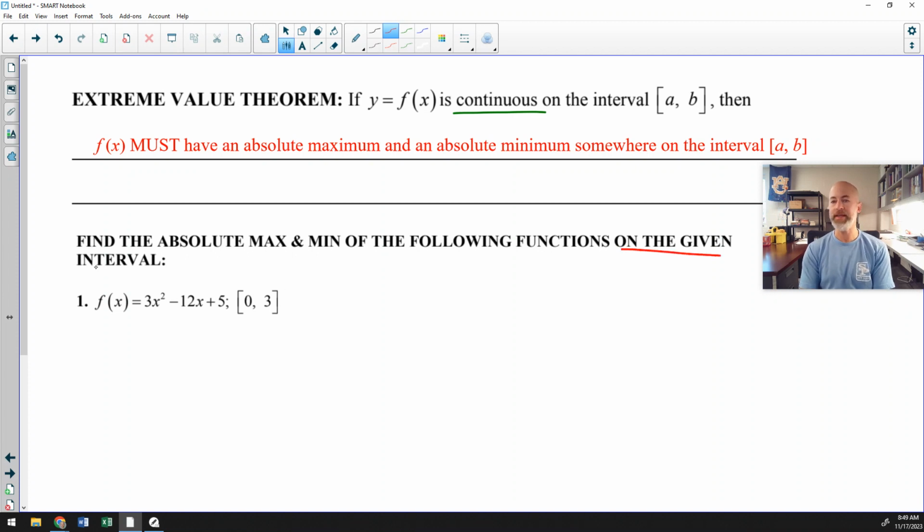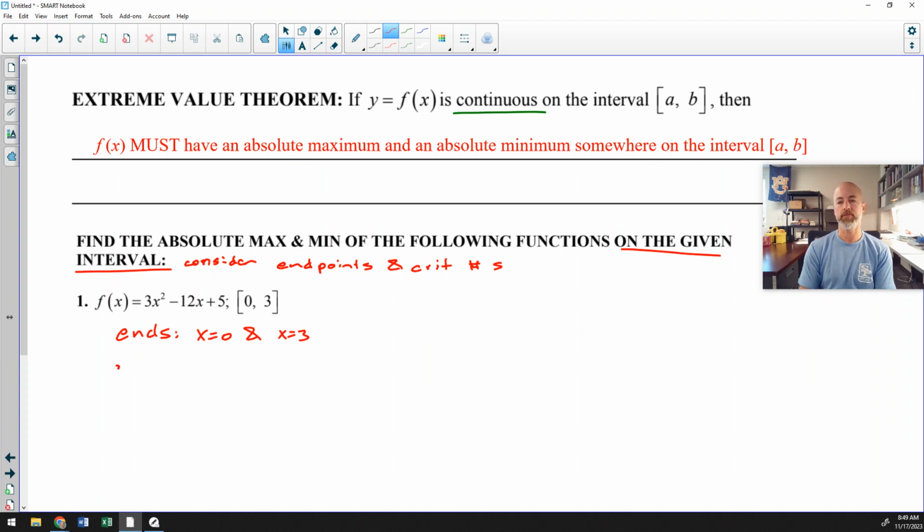And when you are on a given interval, you want to consider the ends, because absolute extrema can occur at the endpoints, and critical numbers. Well, the endpoints are given, so my ends are x equals 0 and x equals 3. So I want to consider those. I also need to find the critical numbers. So to get my critical numbers, we're going to take that function's derivative, which will be 6x minus 12. I will set that equal to 0, and I will have critical number at 2.